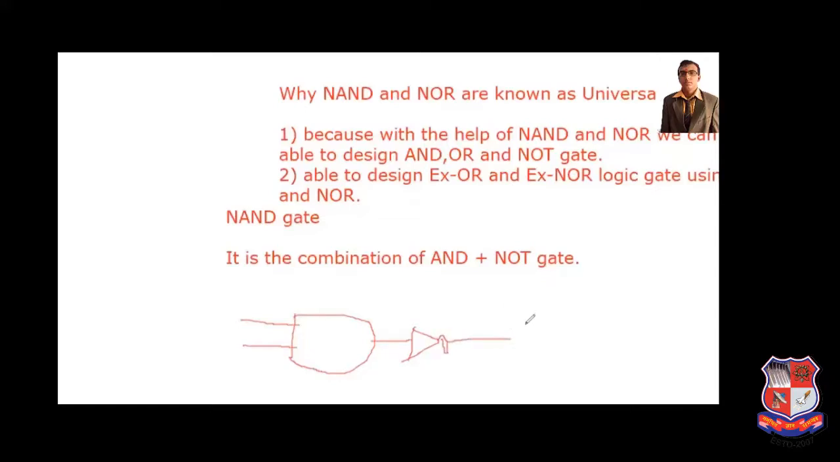So here AND plus NOT equals NAND. It is the symbol of NAND gate: AND plus bubble. The bubble indicates the gate is NAND. That's why it is known as NAND gate. And whatever inputs can be applied and what the effect is, I will explain in this PDF.